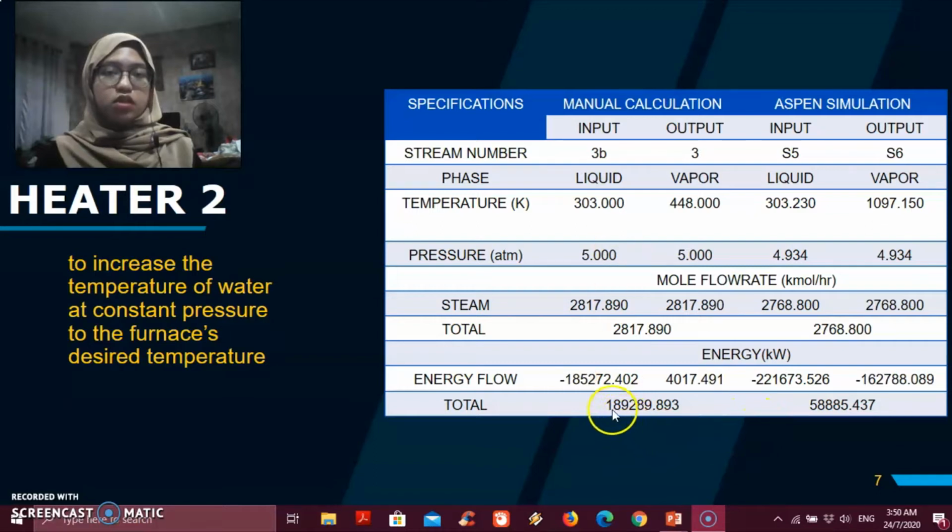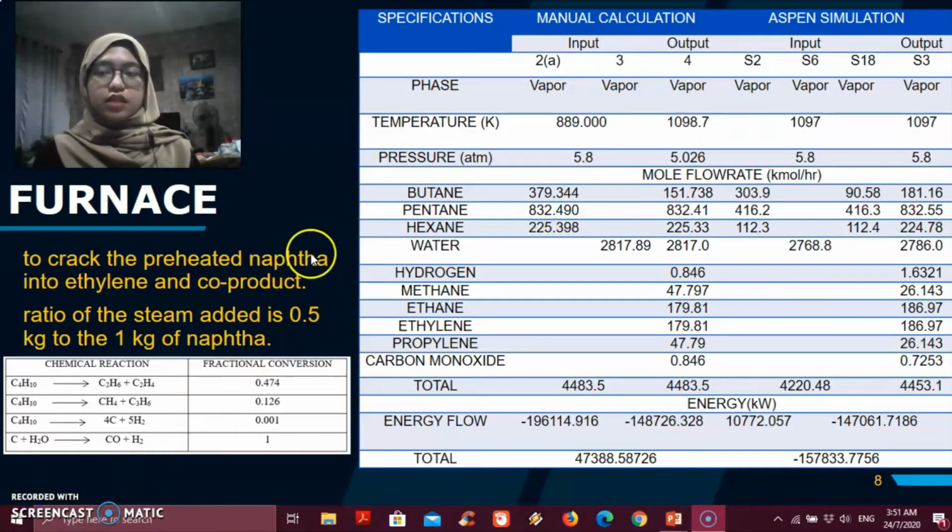For the manual calculation, we have 189,289 kilowatt. For Aspen simulation, 58885 kilowatt. So again, the difference in energy flow calculation might be due to the difference in outlet temperature, which causes the energy flow to have different numbers. Next, we proceed to the furnace, where the main reaction occurs.